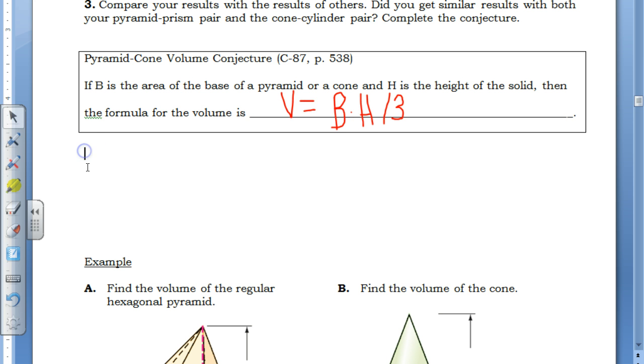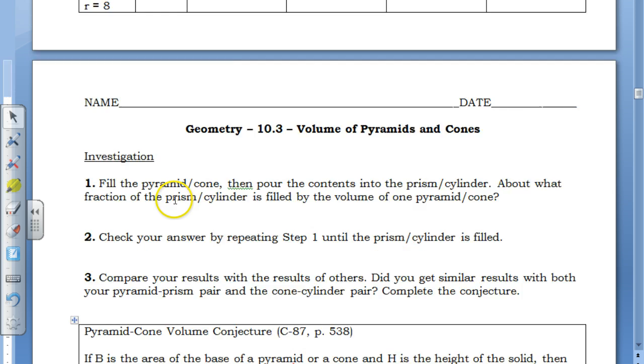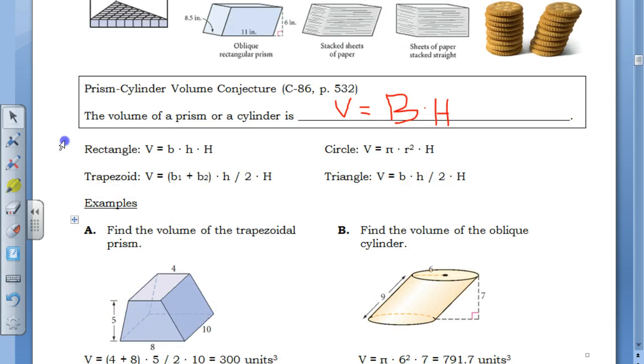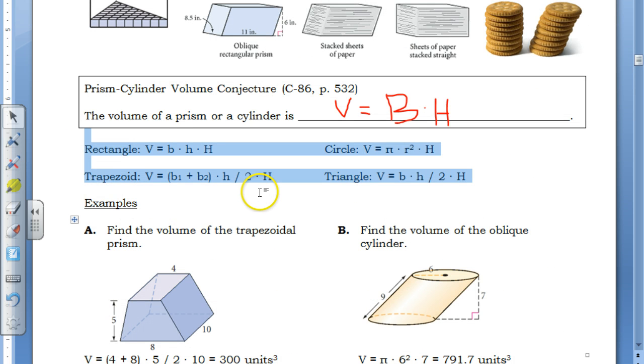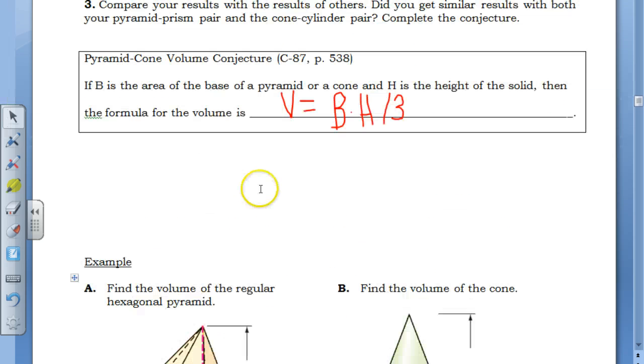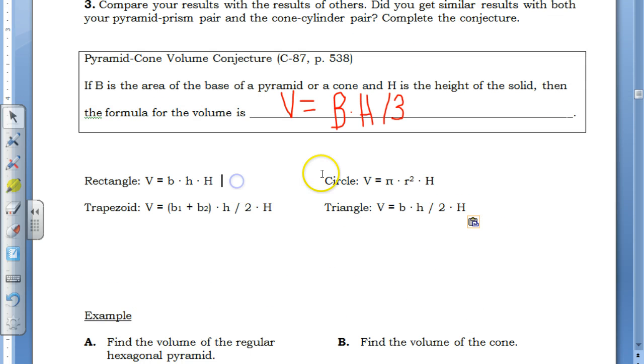So I had these formulas from lesson 10.2 for the various bases of prisms. I can keep those same formulas. I just need to add a divide by 3. Now that's the formula for a rectangular pyramid.